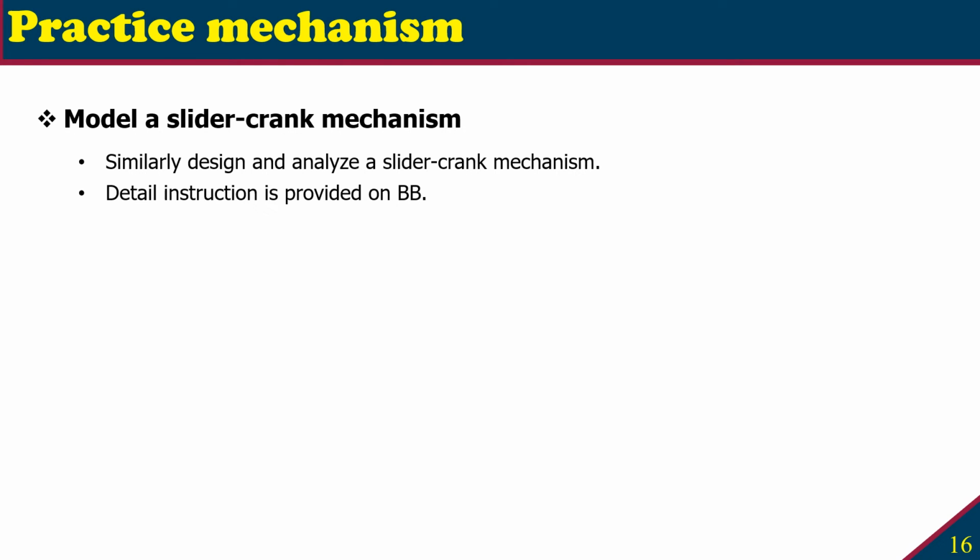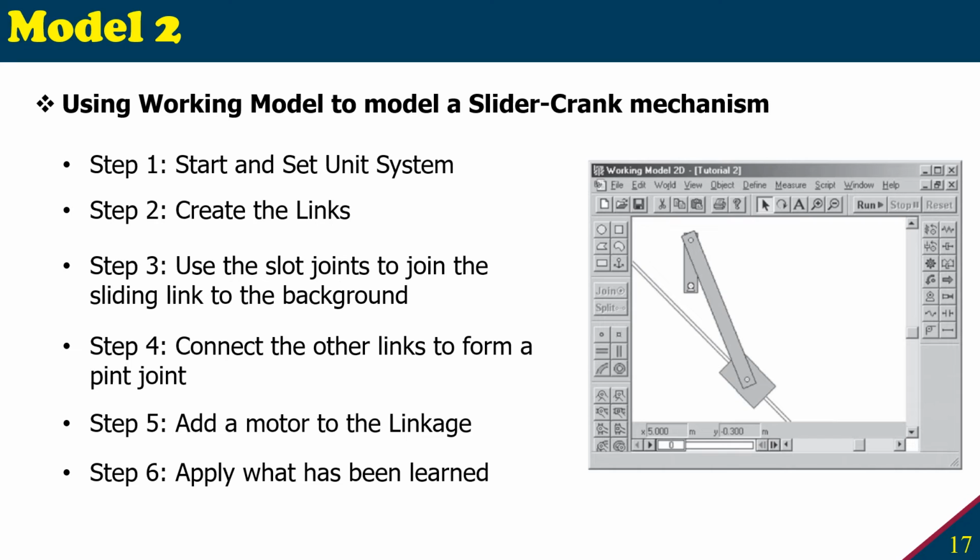So we have finished our first model and analysis using the Working Model 2D software. Now we're gonna do another mechanism practice. In this case, we're gonna model a slider crank mechanism. It'll be similar but a little bit different than the first model that we just developed. So the image on the right, this is how the slider crank mechanism will look like. You have to make a similar one.